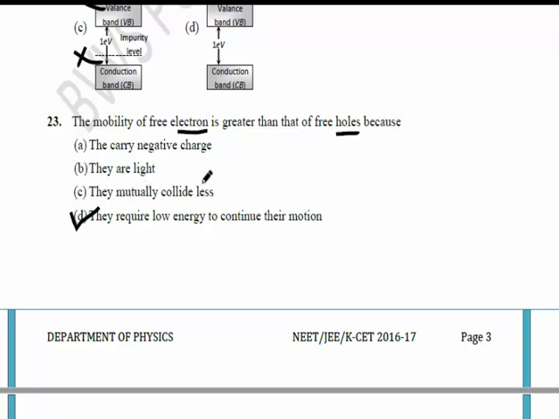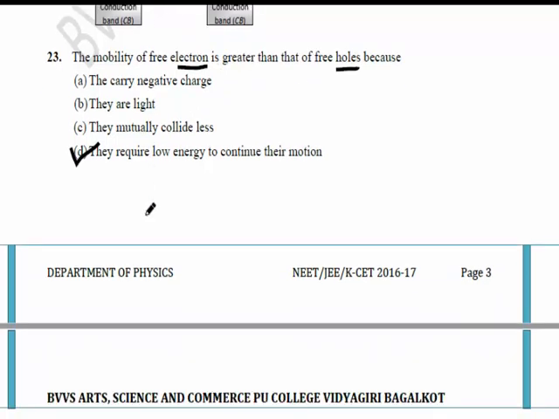So they will not collide. Electron will not collide with hole. It will only take its position. Electron will take the position of the hole. There is no exact collision because hole is imaginary, free electron is real. Okay. So 23 option is D. Okay, next move to next question.